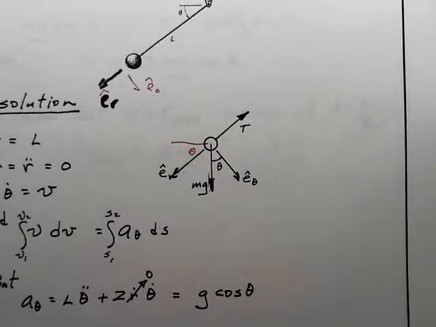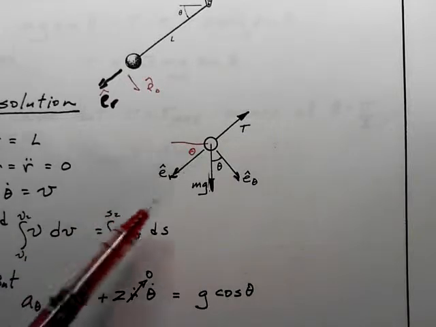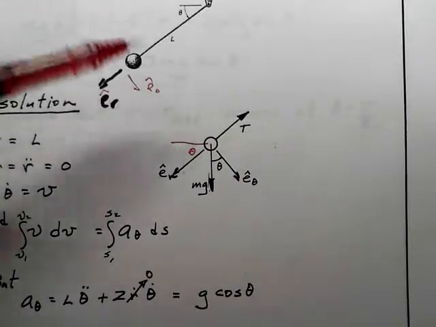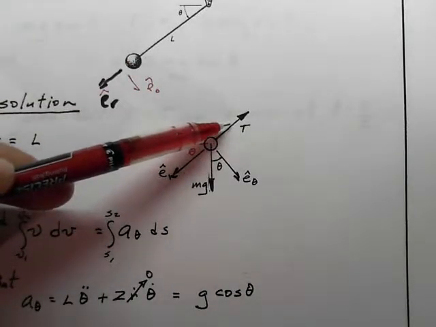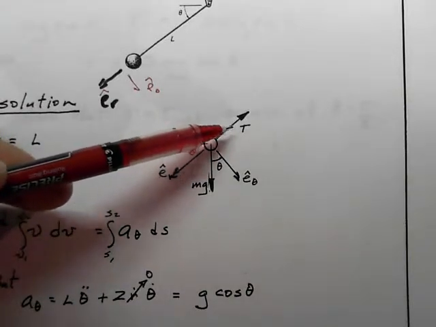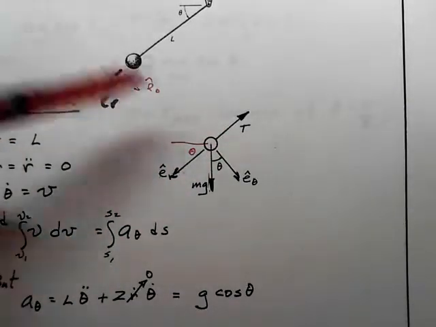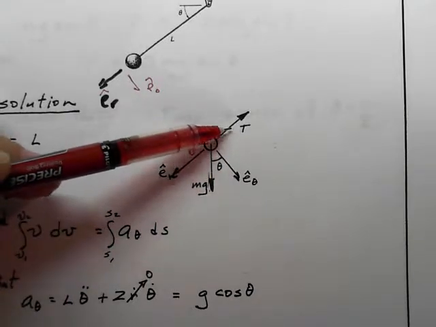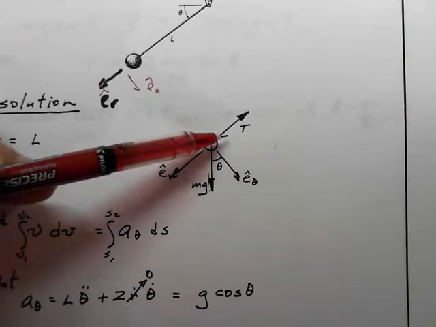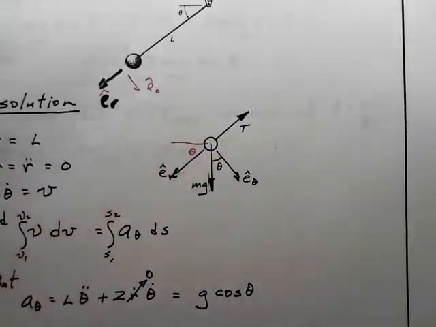Okay, now at any point, if we're going to sum forces and learn anything useful, including this tension force, which we notice is always in the radial direction. It's also in the normal direction, but it's in the negative radial direction. We can learn something about this tension force by summing forces in the radial direction and setting it equal to mass times acceleration in the radial direction.